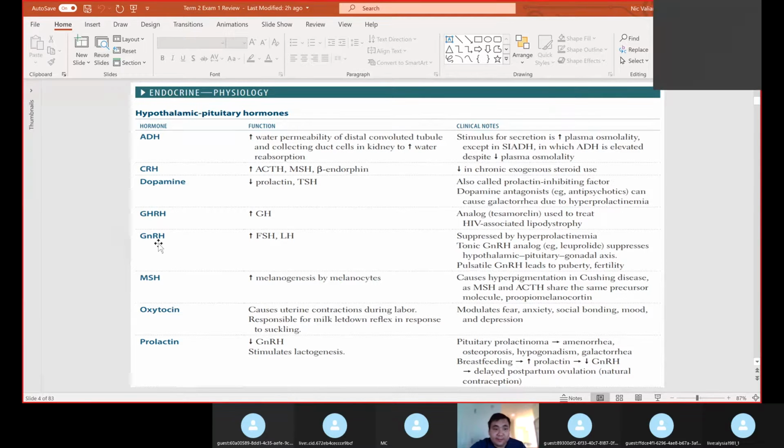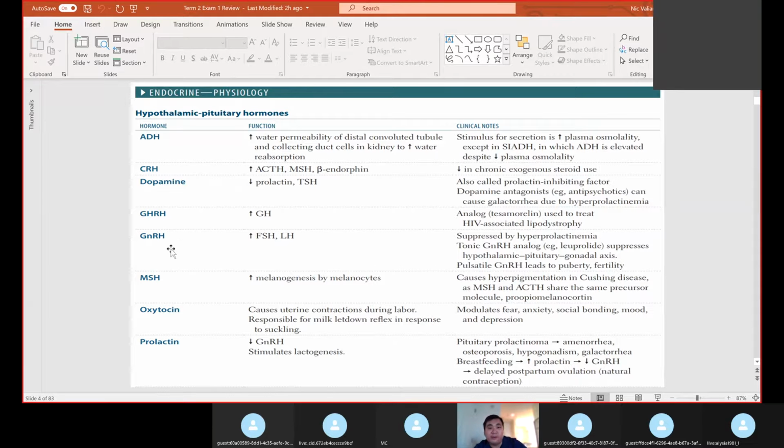GnRH, high yield. What's the function of GnRH? To increase your FSH and LH. Don't forget, it is suppressed by hyperprolactinemia, right? That's why if the mother is breastfeeding, she doesn't have menstrual periods. Why? Because of the suppression of your GnRH. Don't forget also that some GnRH analogs can suppress your HPA axis. And GnRH is pulsatile, which leads to puberty and fertility.